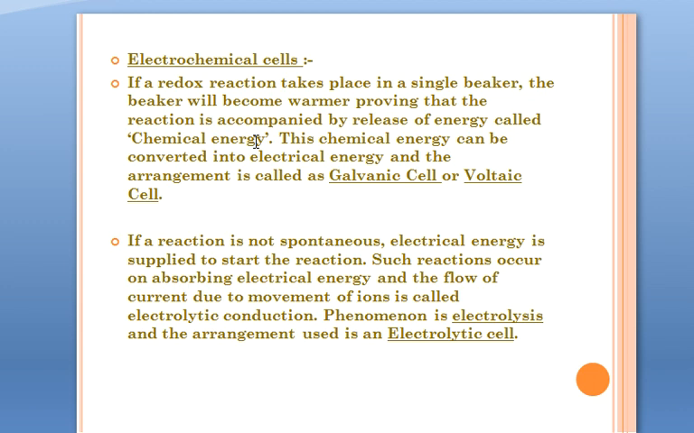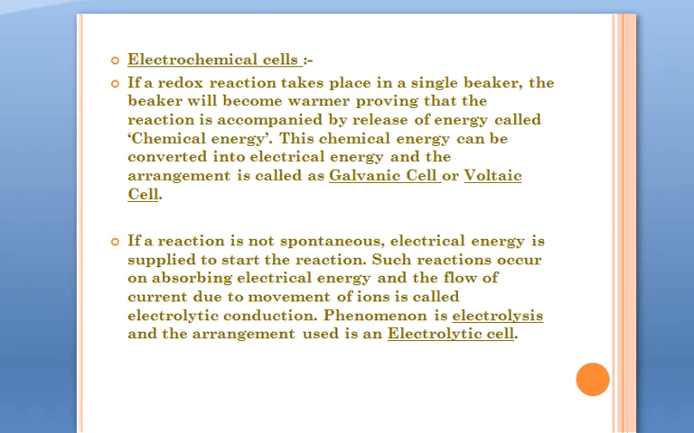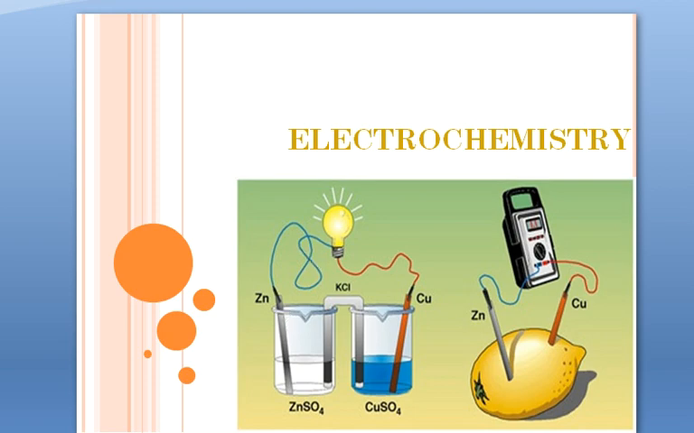If a redox reaction takes place in a single beaker, we can take two beakers also, जैसे हमने first slide में देखा, using a salt bridge. It is not necessary that you take one beaker only. The beaker will become warmer. जो experiment आप करोगे lab में, the observation you will make is that beaker will become warm.